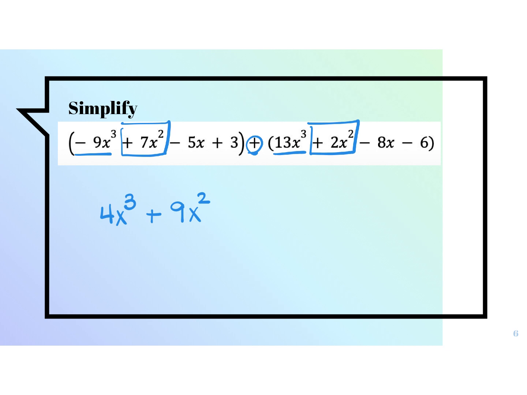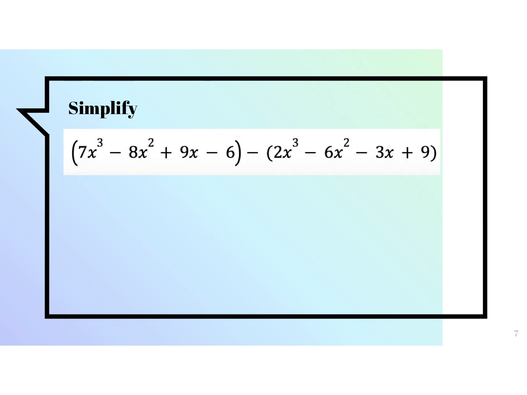So you're going to notice my powers are not changing. When we are combining like terms, the powers don't change. I have a negative 5x and a negative 8x. So I have negative 5x plus negative 8x gives me negative 13x. And then I have 3 plus negative 6. So I get negative 3.